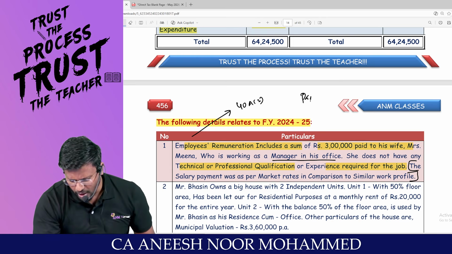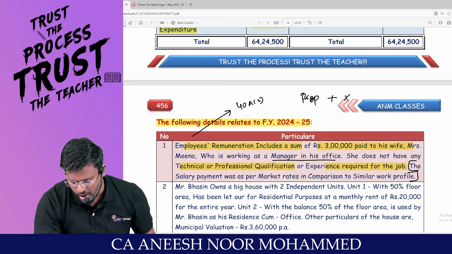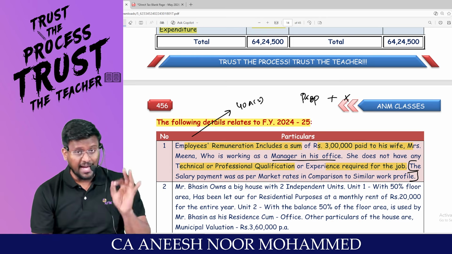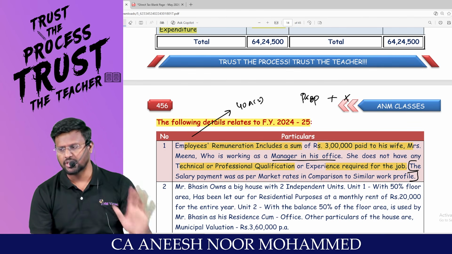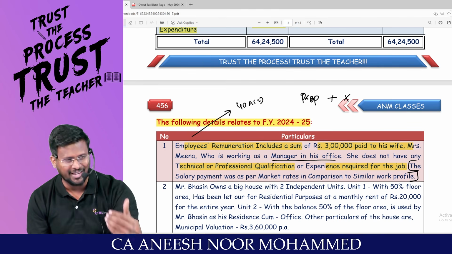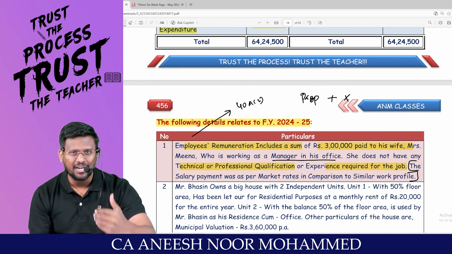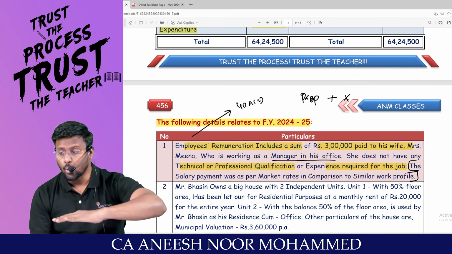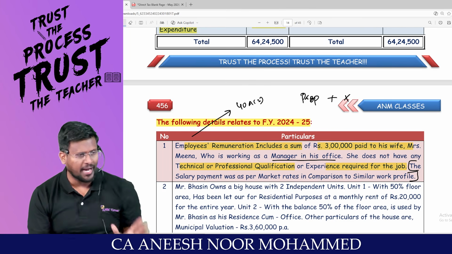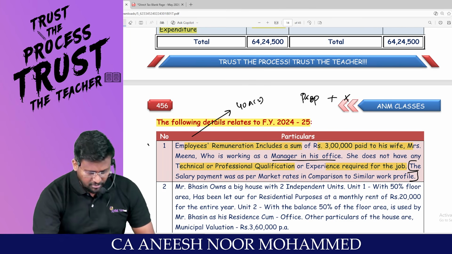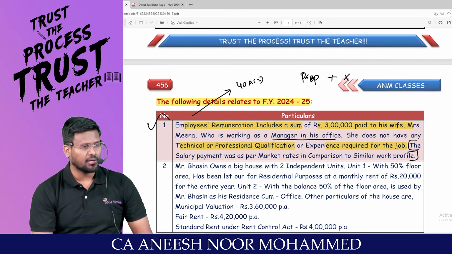Sir, no need to add back in PGBP because as per PGBP, the provision says that if you make any payment to a relative, which is a related party transaction, which is over and above the market rate, it should be added back. That means nothing needs to be added back in PGBP.